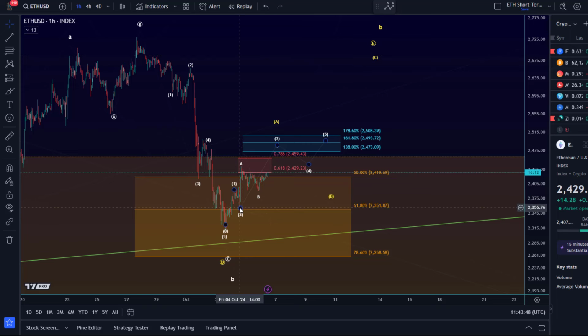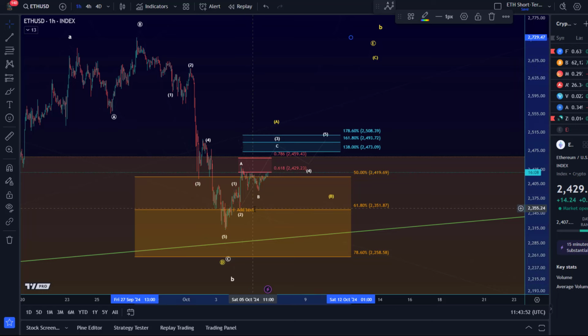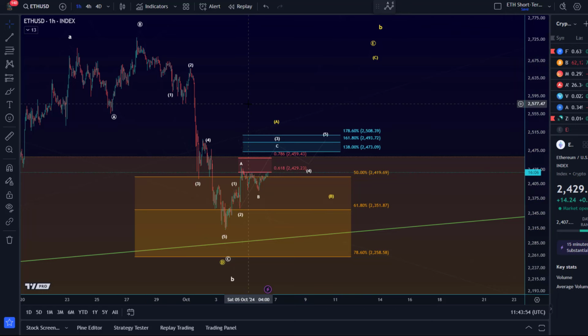It would require a break below the wave 2 low there at 2354 to indicate that a top has already been made and we go down more directly. But at the moment there is no evidence for that. So that's the update about Ethereum.